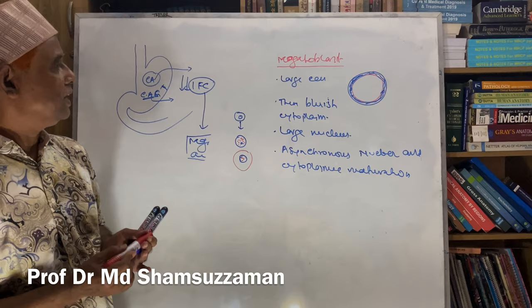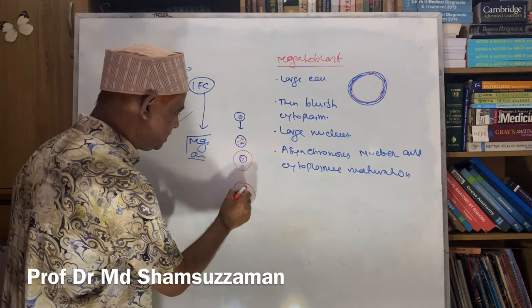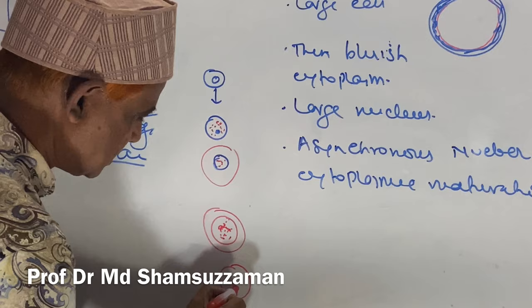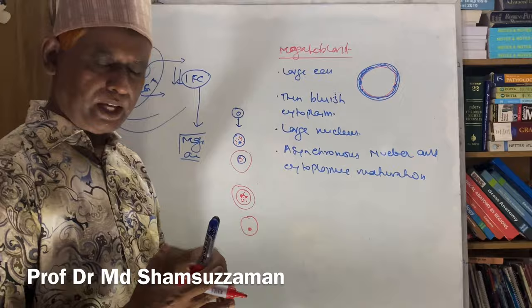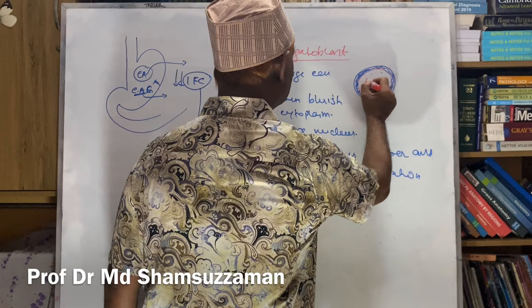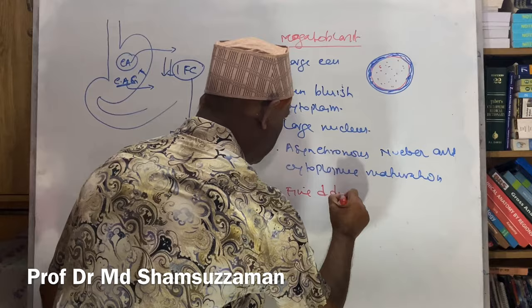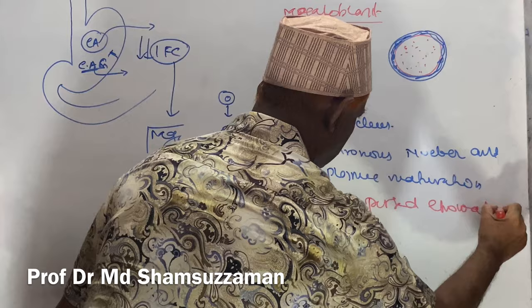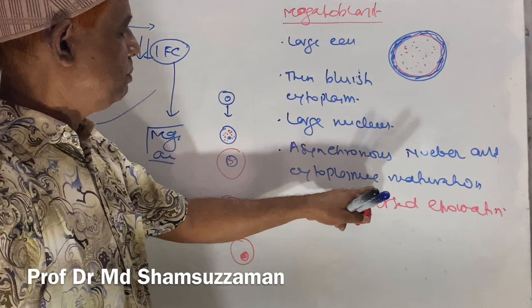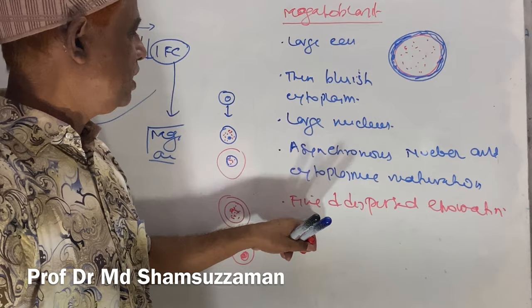Now again, during maturation of RBC, within the nucleus the chromatin becomes clumped, so the nucleus becomes smaller in size due to clumping of the chromatin. But in case of megaloblast, as there is maturation arrest, the chromatin remains fine and dispersed. And this fine and dispersed chromatin within the nucleus indicates maturation failure. Normally, the chromatin clumps and there is a pyknotic nucleus. But as there is deficiency, there will be no maturation or delayed maturation of the nucleus. So there will be fine and dispersed chromatin in the nucleus, and it indicates maturation failure.